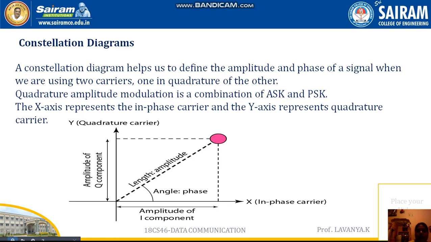Here you see the diagram of our constellation diagram. Here I am going to divide it into two things: one is the x-axis, another one is the y-axis. On the x-axis, I am going to represent the in-phase, and on the y-axis, I am going to represent the quadrature carrier. See how, here I am going to explain.